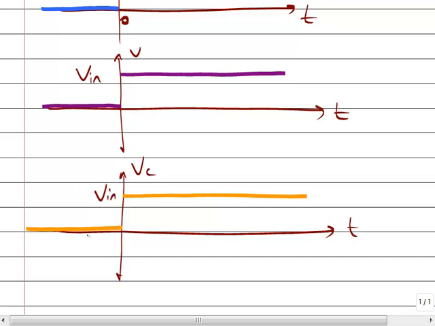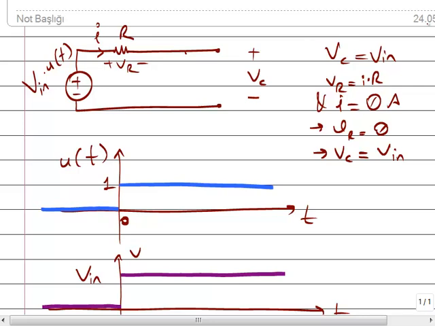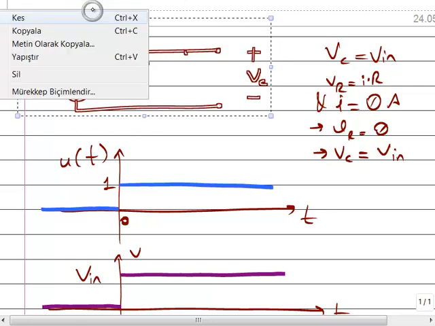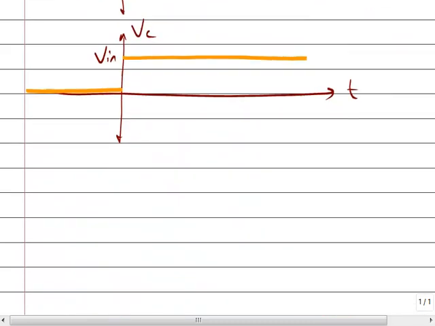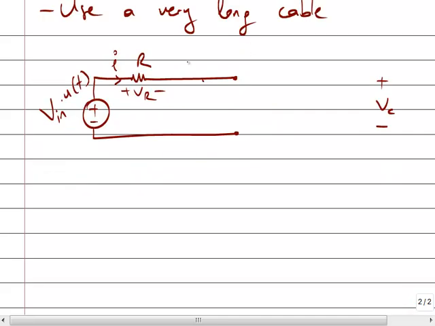Okay, that's my expectation. Is it correct in real life? No. Approximately yes. Okay, in many times that's correct. But look at the circuit. Use a very long cable. Very long cable. Okay, instead of short cables, that's the circuit model.